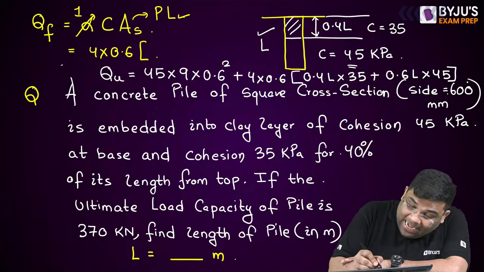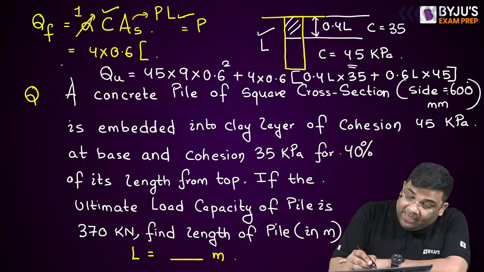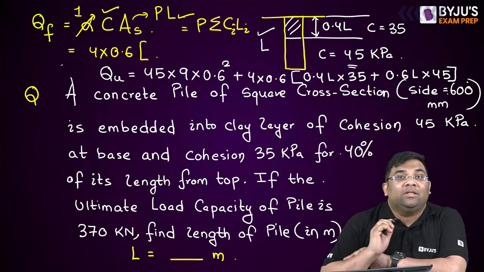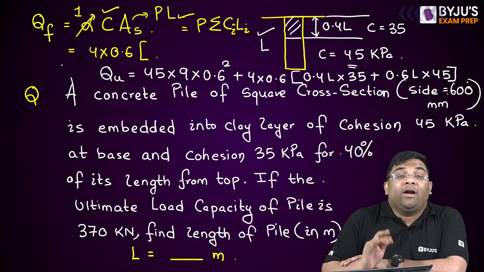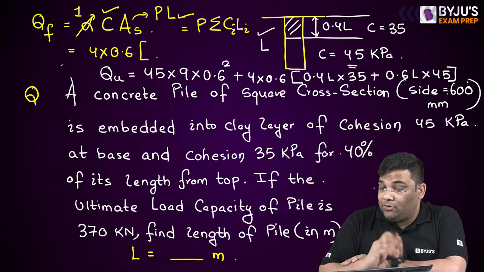Next, the L and cohesion are changing. So I can say this is nothing but perimeter into summation of C_i L_i. So for top 0.4L, it is 35. For bottom 0.6L, it is 45.